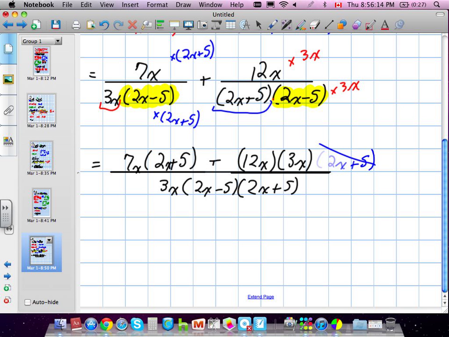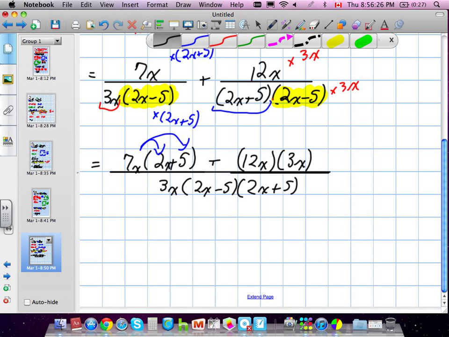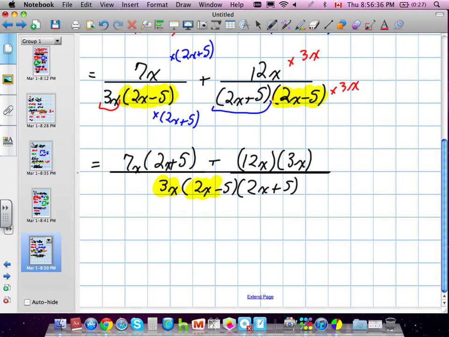So let's distribute that. Oh, sorry, one last thing we forgot to do. What do we normally do at this point? Restrictions. Yeah, let's do some restrictions. So we have to restrict all of the bottom terms, right? So what are our restrictions going to be? x cannot equal 0. Yep. x cannot equal 5 over 2. Yep. And x cannot equal negative 5 over 2. Good. You didn't even have to set it equal to 0 to do that. Good eye. Okay, so now let's do the distributive property.